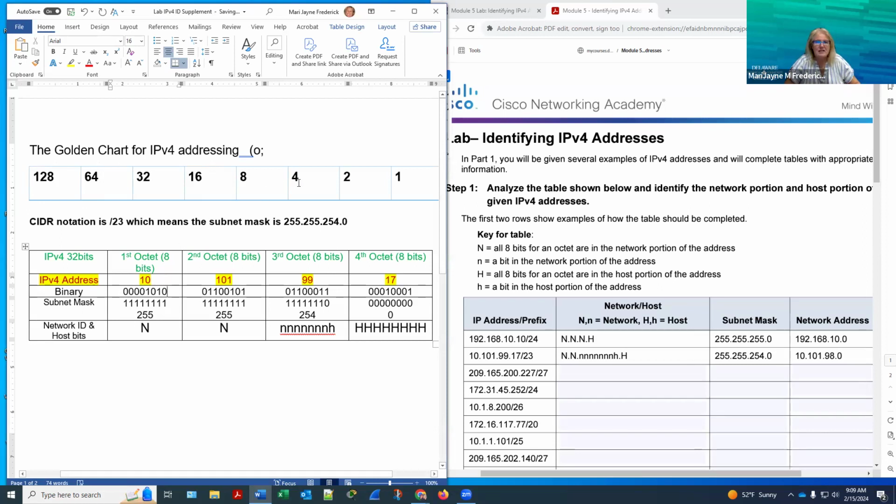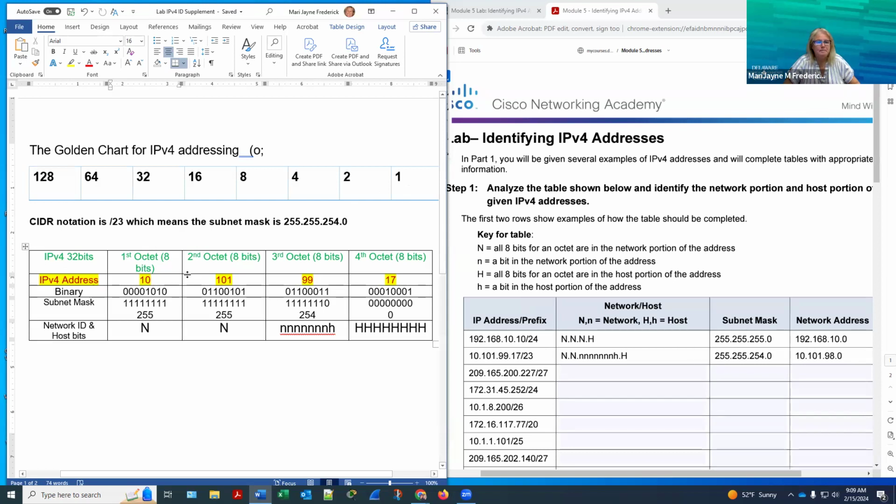4, no, it takes it over. So it's going to be a 0. 2, yes, because 8 and 2 are 10. And then the last one, 1, would make it 11. So it's going to be a 0. So in binary, this first octet of 10 in the IP address is going to be 00001010. You got that.